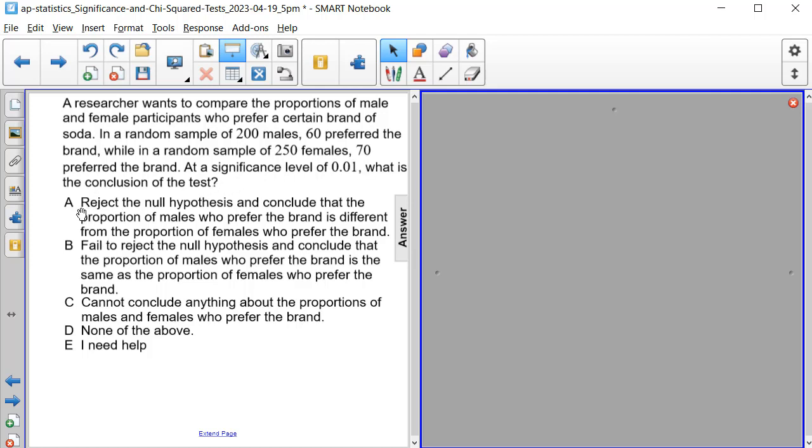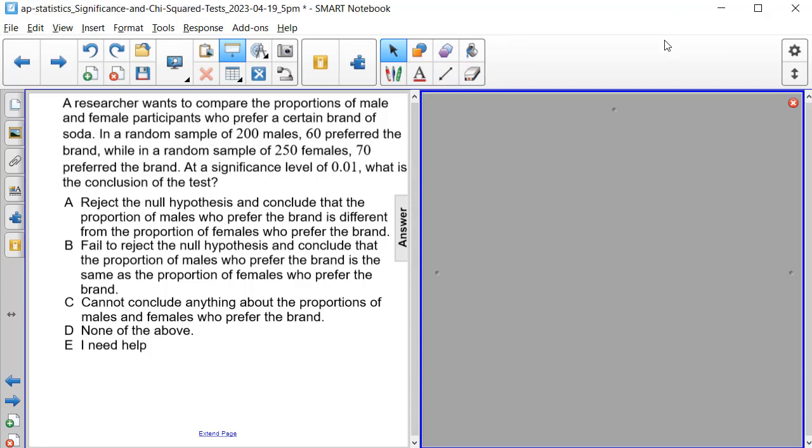Is it A, that we can reject the null hypothesis and conclude that the proportion of males who prefer the brand is different from the proportion of females who prefer the brand? Is it choice B, we fail to reject the null hypothesis and conclude that the proportion of males who prefer the brand is the same as the proportion of females who prefer the brand? Is it C, we cannot conclude anything about the proportions of males and females who prefer the brand? Or is it D, none of the above?